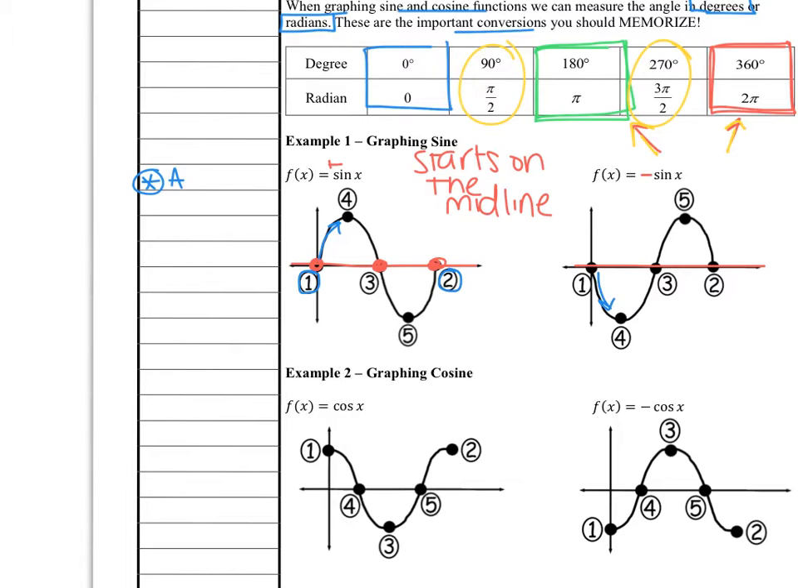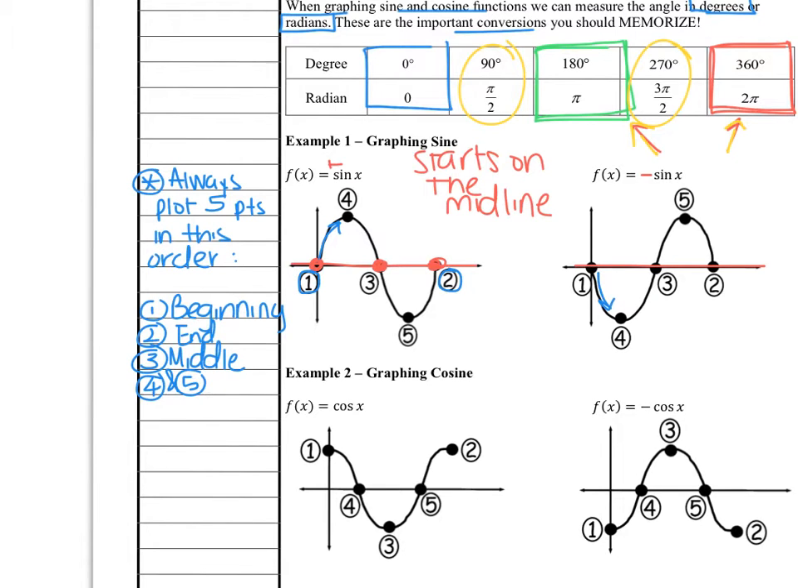So we're going to say always plot 5 points in this order. So first is the beginning, second is the end, third is the middle, fourth and fifth we oddly call the middle of the middles.